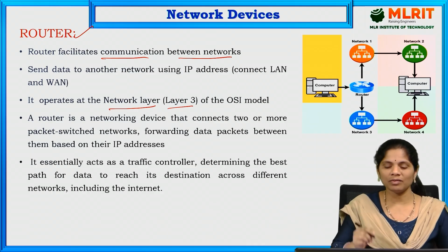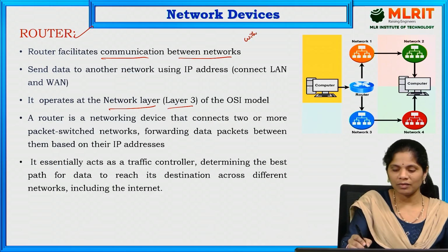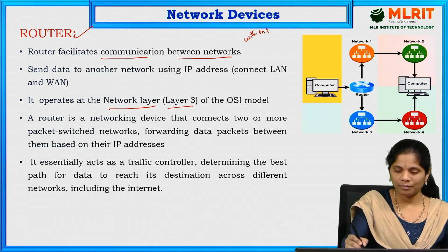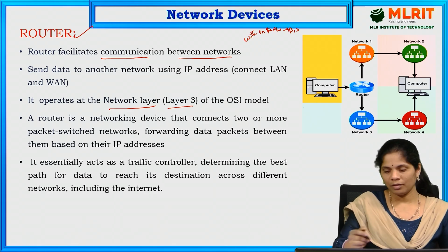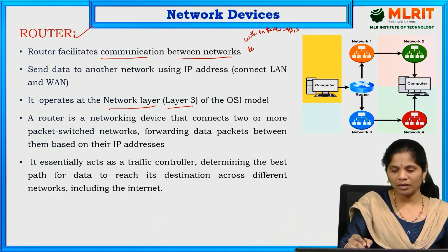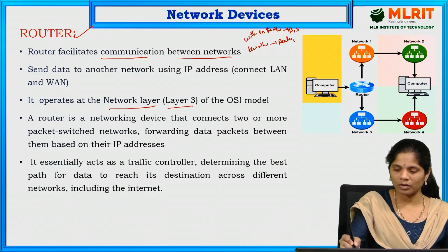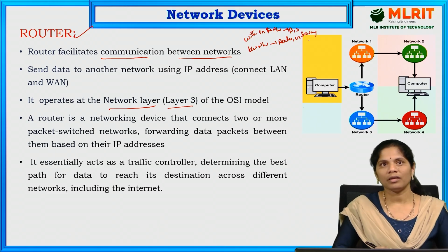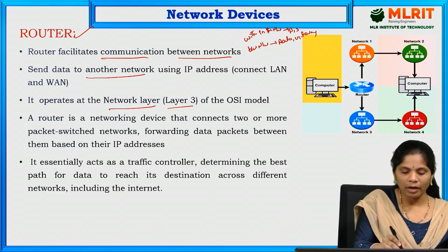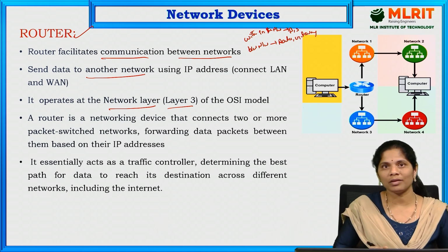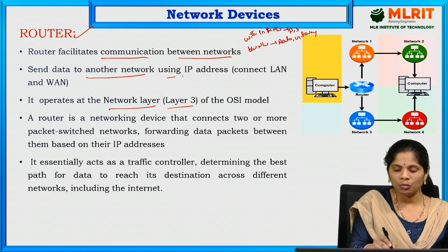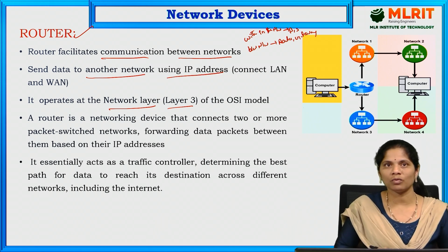Previously, bridge and switch work within the network. Coming to between the networks, that is the router and gateway. These two come under between the networks. To send data from one network to another network, for sharing the data using the IP address, we are going to use the router.